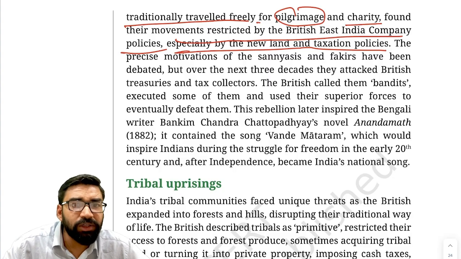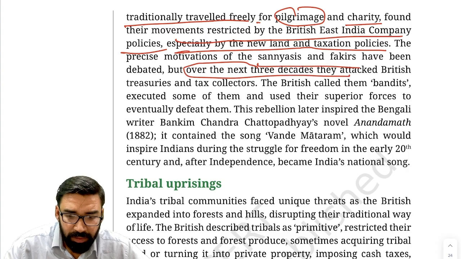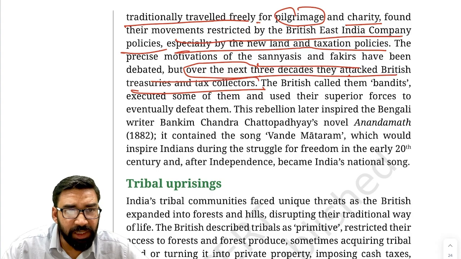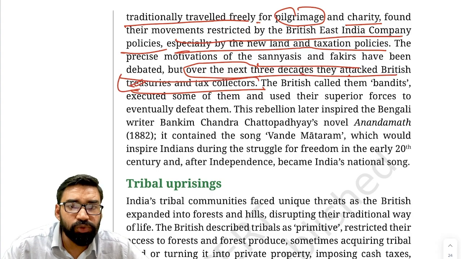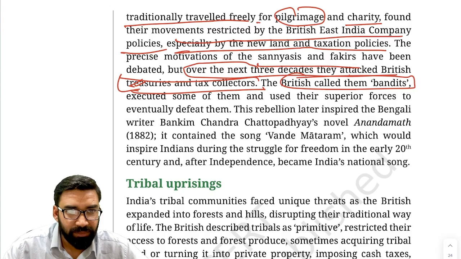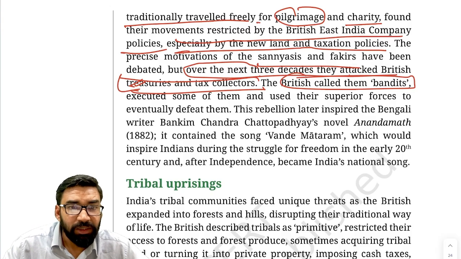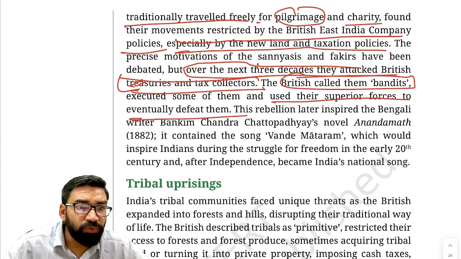So what was the nature of the revolt? Over the next three decades, they attacked British treasuries and tax collectors. Britishers used to call them bandits. The British executed some of these sannyasis and used their superior forces to defeat them. So what was the legacy?